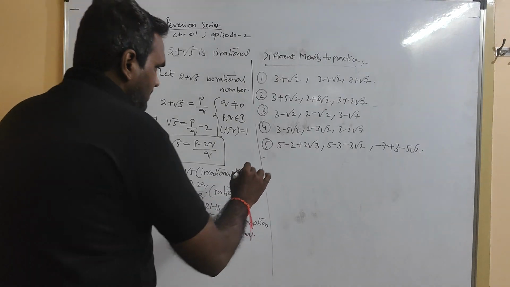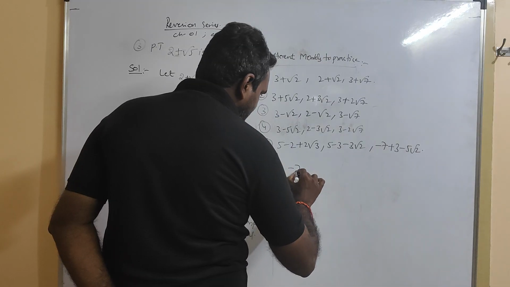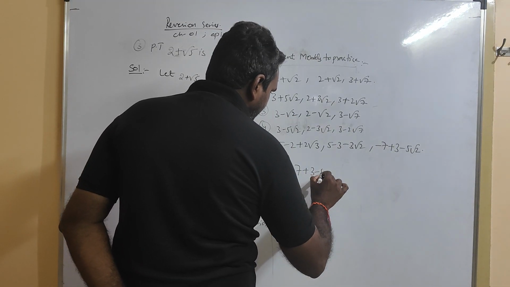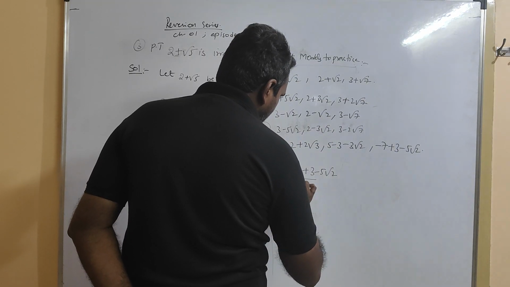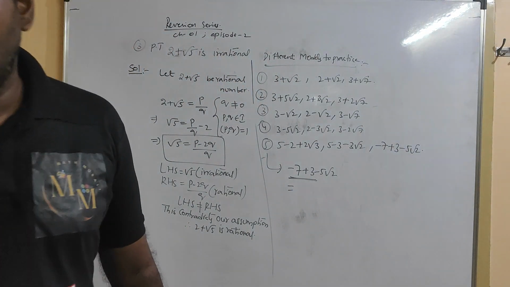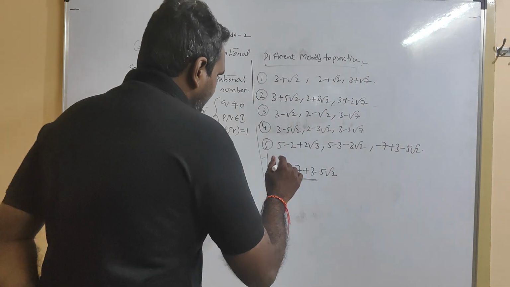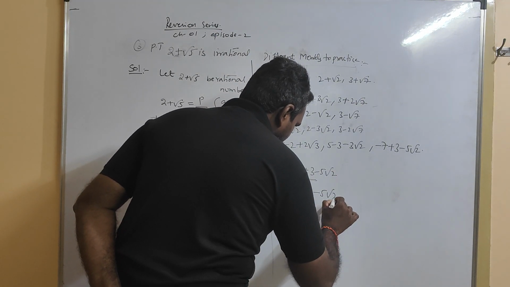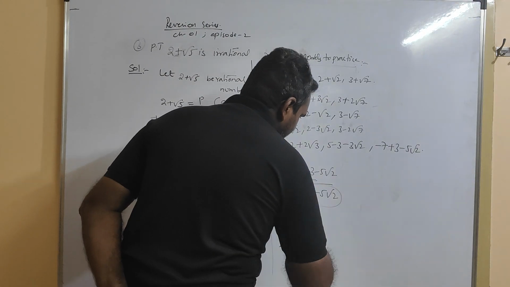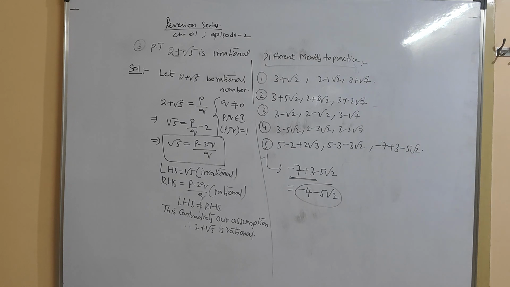See, regarding the fifth one is also same. See the last question, minus 7 plus 3 minus 5 root 2 is given. How to change it: these two are rational numbers only. Whatever the operation is there, you can perform. Minus 7 plus 3 is how much? Minus 4 minus 5 root 2. Now your question changes like this. Every question you have to change like that and perform. Now minus 4 minus 5 root 2.